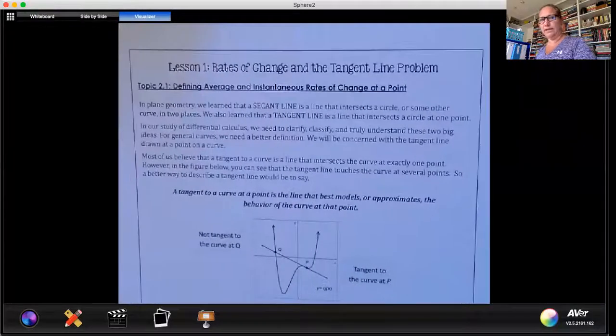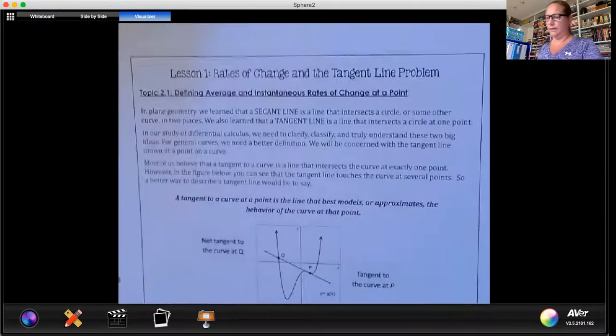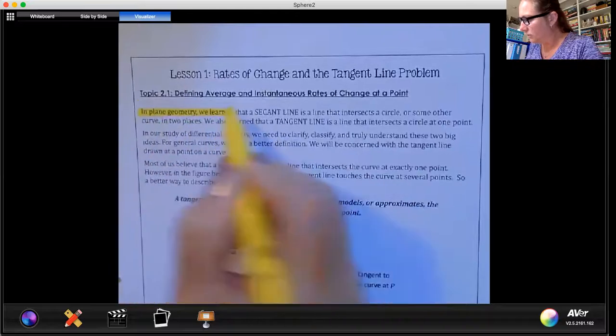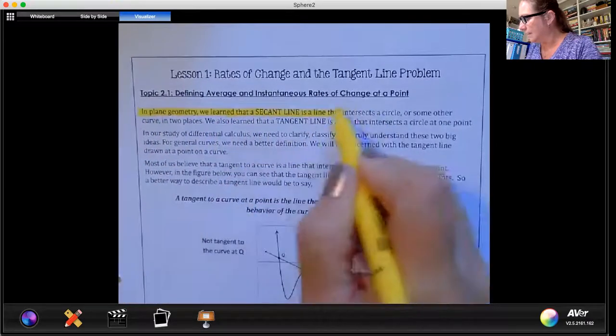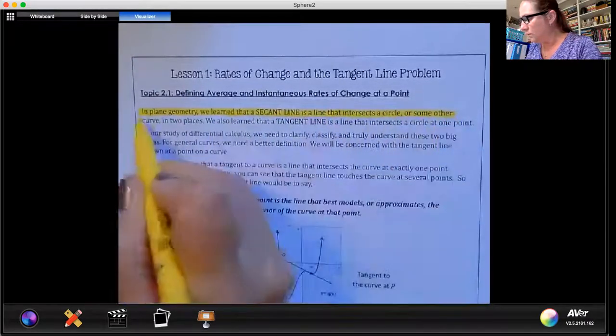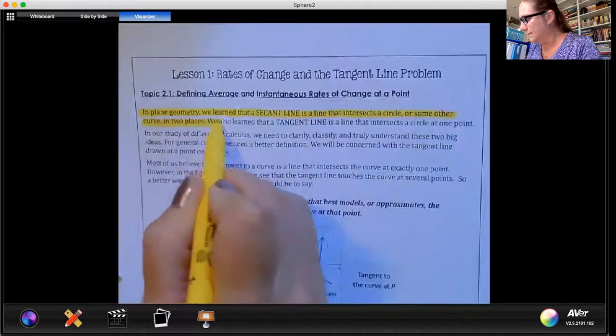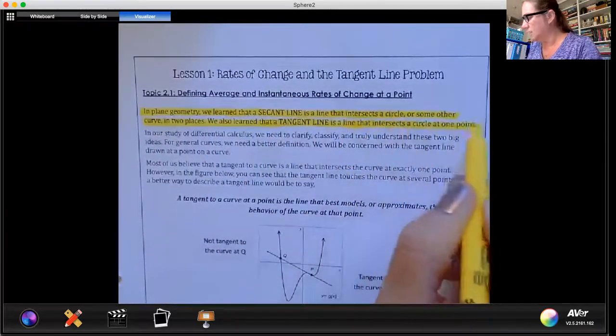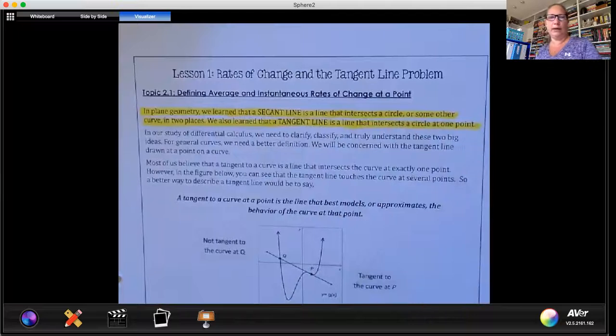Lots of highlighting today. We're going to start with defining average and instantaneous rates of change at a point. In plane geometry, we've learned that a secant line is a line that intersects a circle or some other curve in two places. We also learned that a tangent line is a line that intersects a circle at one point. In our study of differential calculus, we need to clarify, classify, and truly understand these two big ideas.